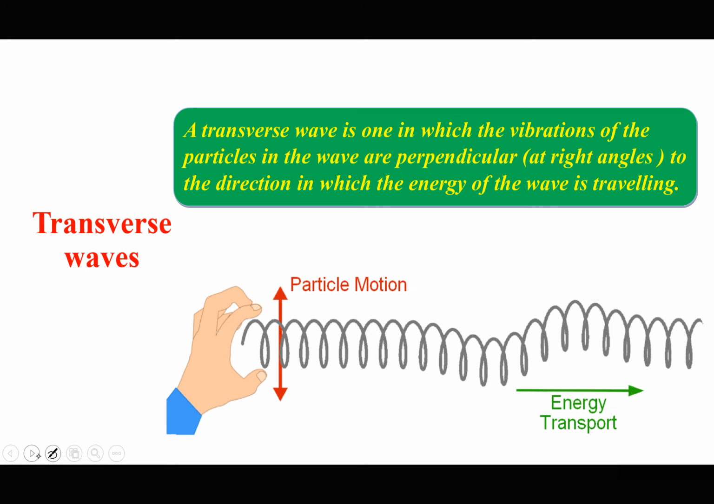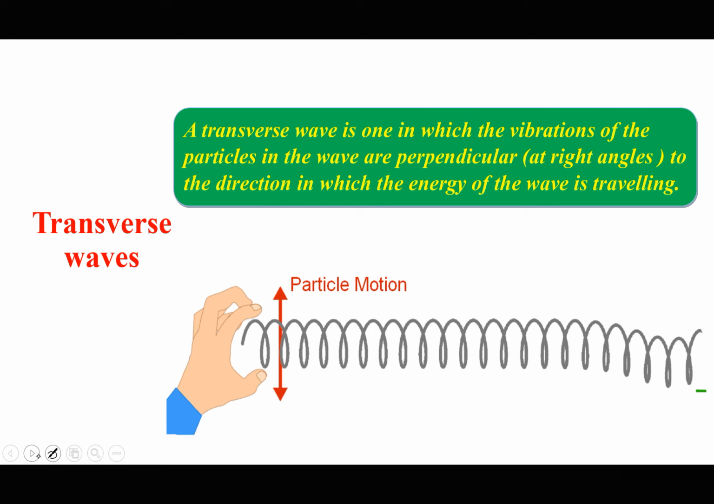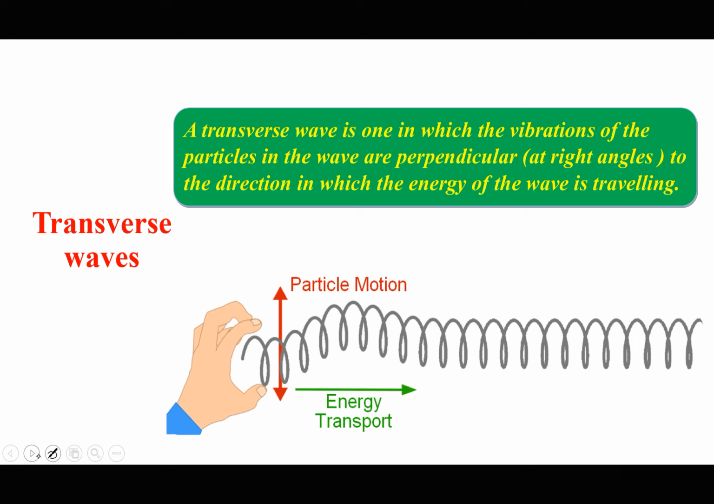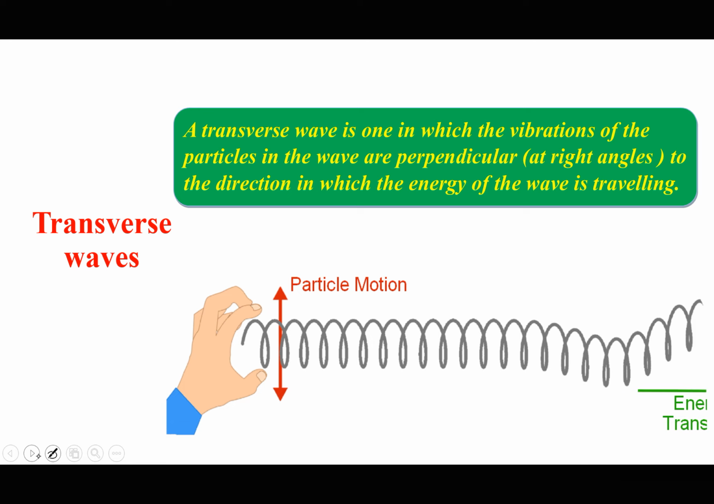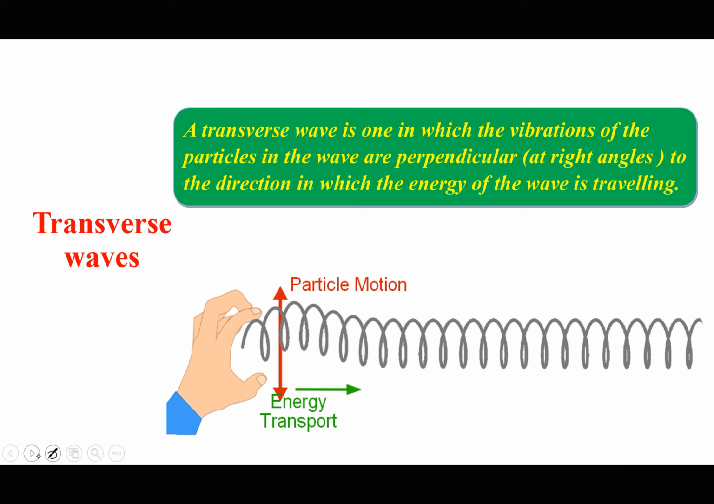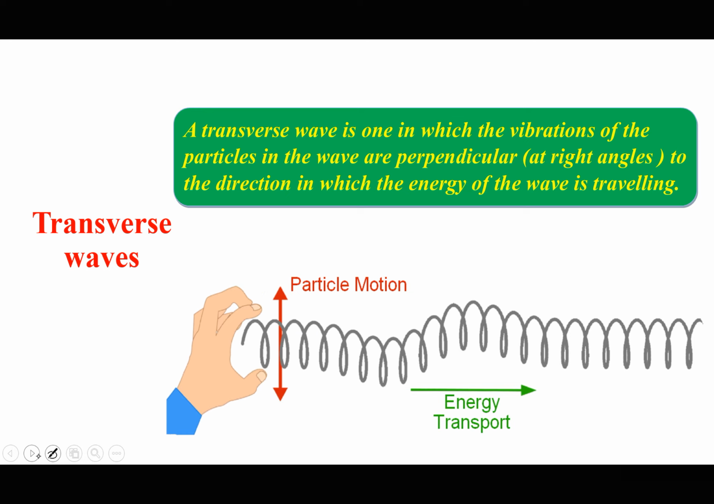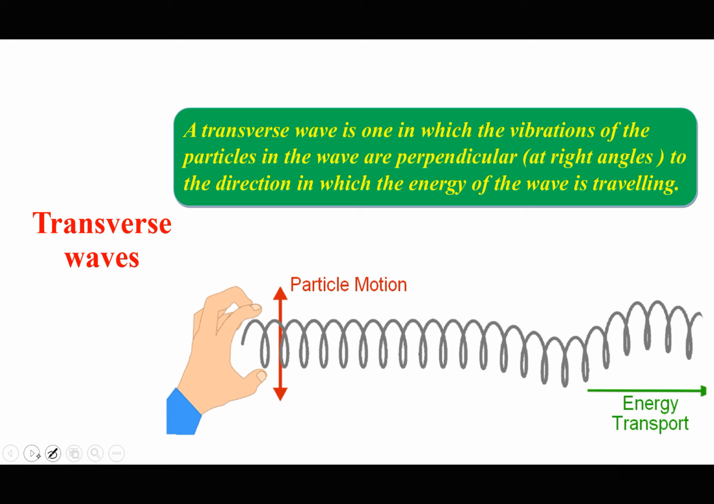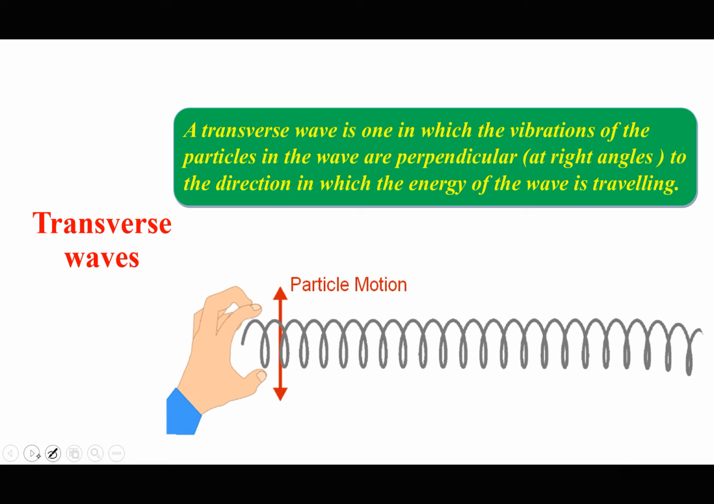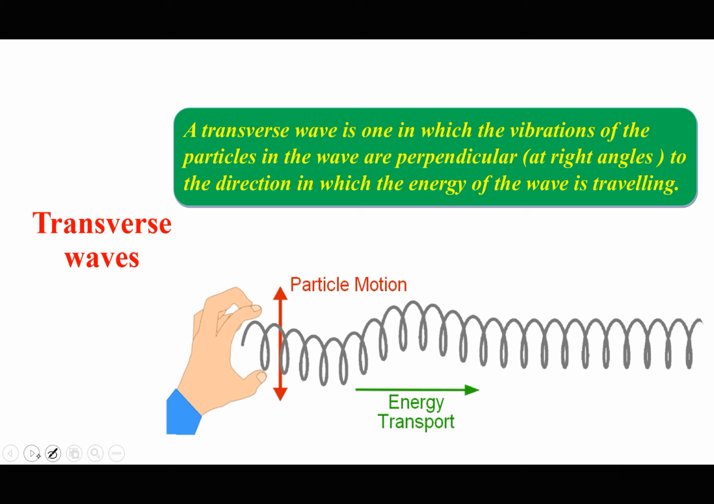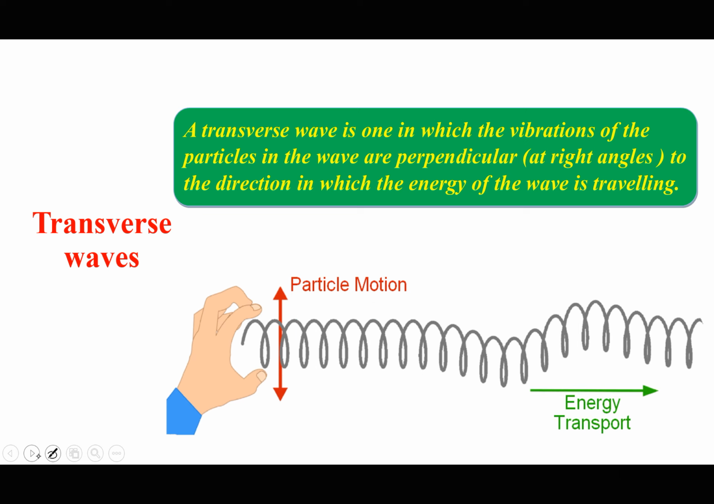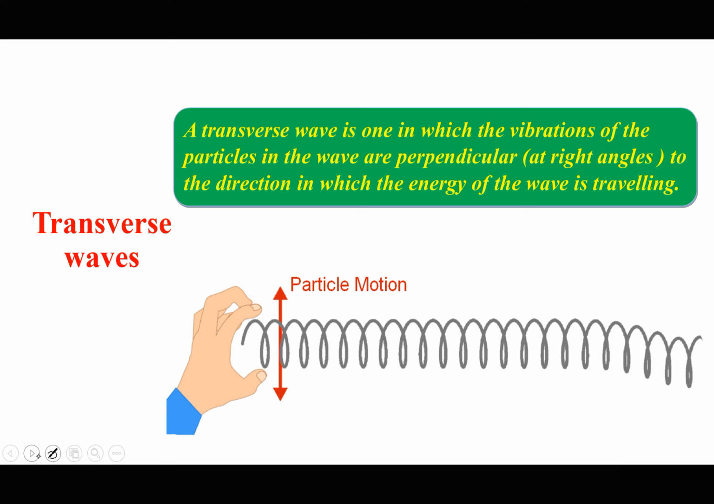a transverse wave is one in which the vibrations of the particles in the wave are perpendicular. That means at right angles to the direction in which the energy of the wave is traveling. The vibration of the particles is perpendicular to the direction of propagation of energy. That is a transverse wave. That's what we mean by transverse wave.